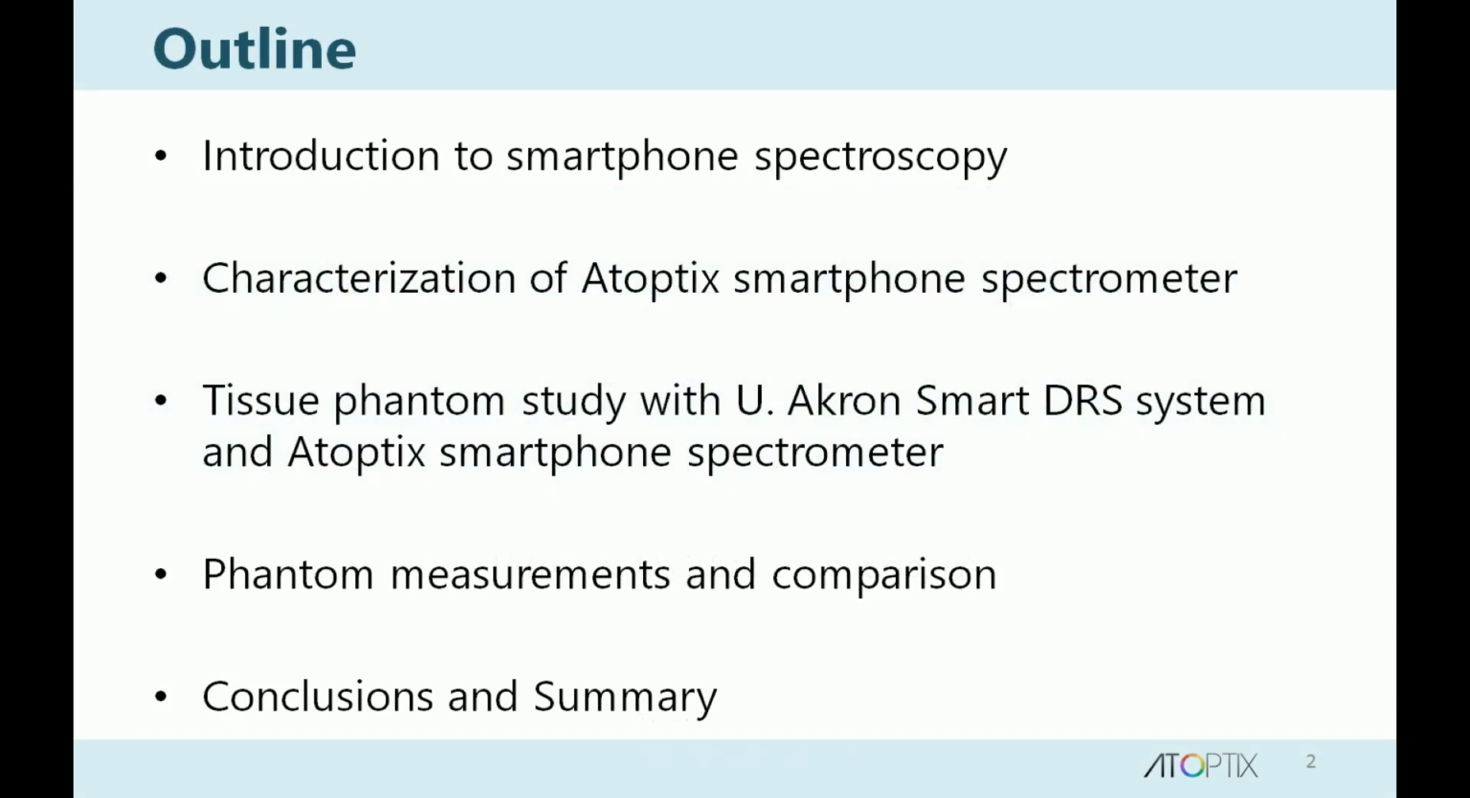So first I'll introduce smartphone spectroscopy, just what that means, and go through that briefly. Then I'll go through a characterization of our Toptics smartphone spectrometer, and then discuss the setup for the tissue phantom study with the Akron system and our system. Then I'll discuss the results from the phantom measurements, the comparison, and then some conclusions and summary.